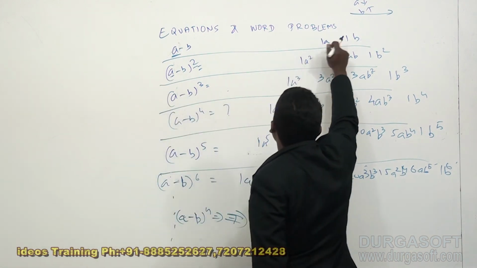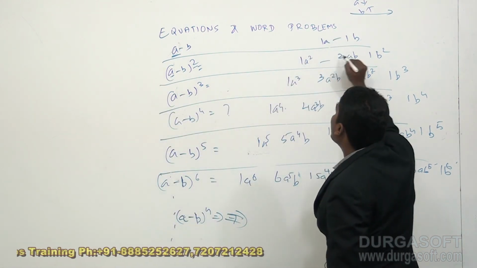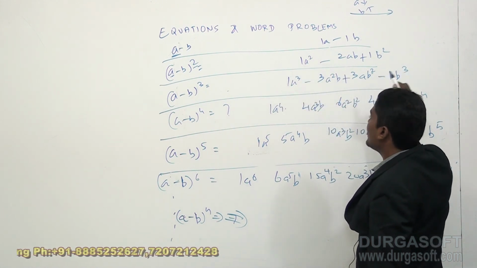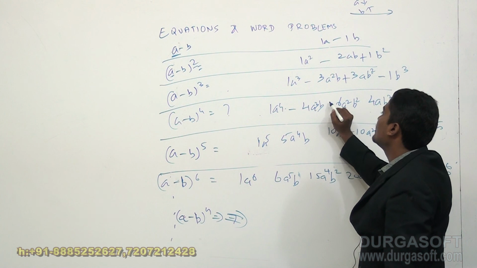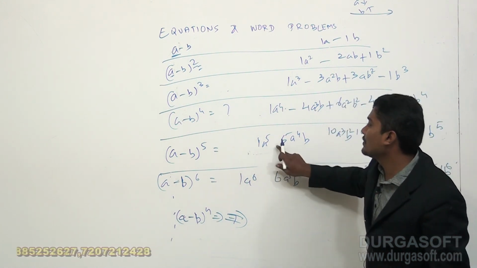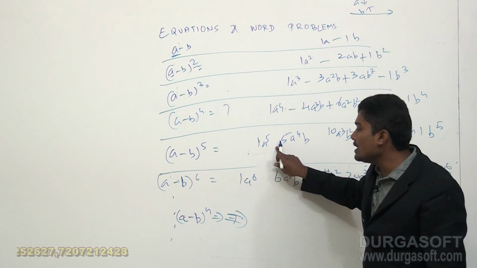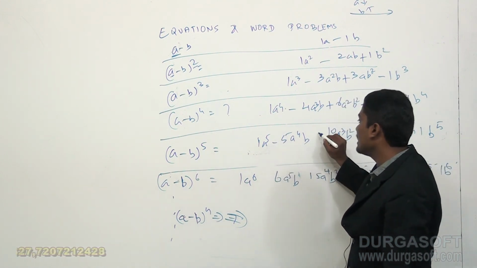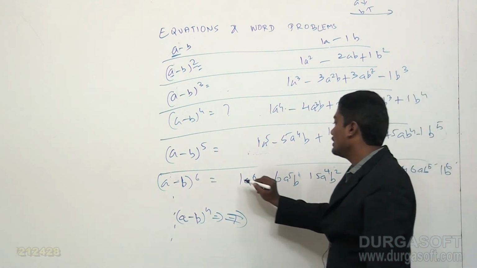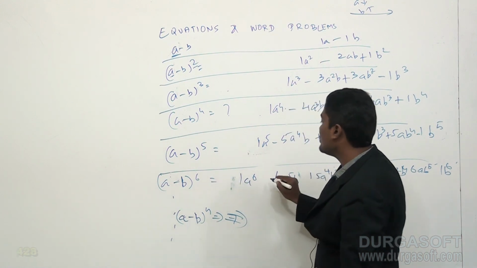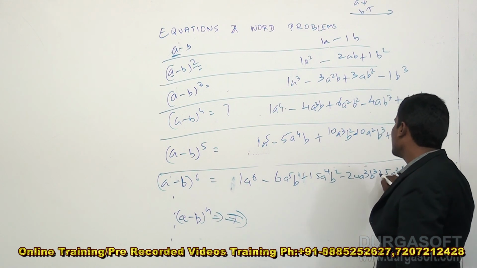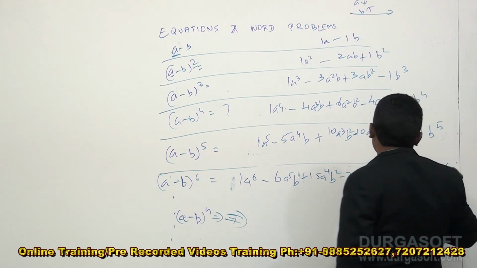So plus minus plus minus plus plus minus plus minus plus minus plus minus plus. Again here it will be plus. For a power 4b, 5a power 4b, it will be minus. Next plus, here it will be minus, plus minus plus. So for a power 6 it will be plus, 6a power 5b it will be minus. Again plus minus plus minus plus.